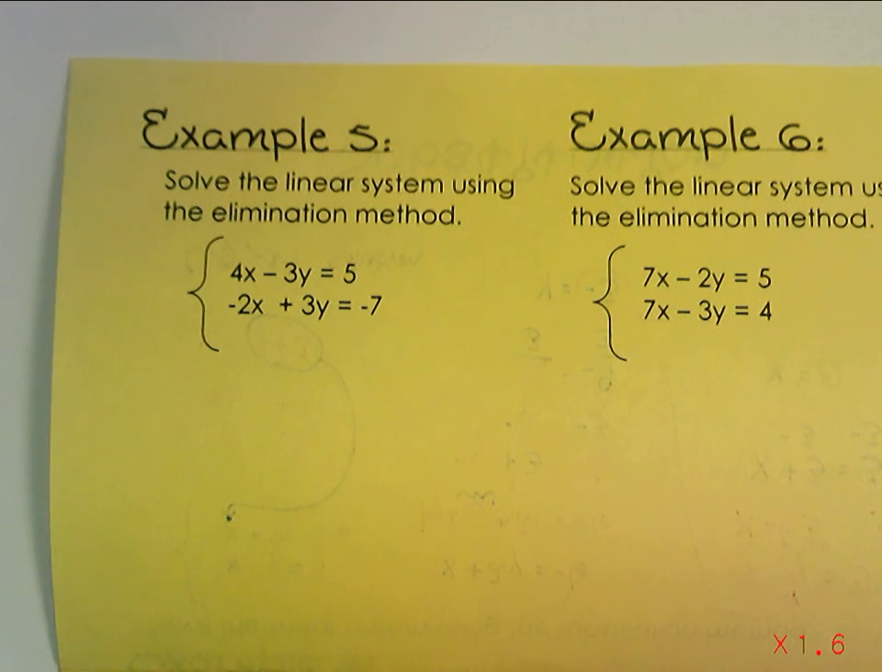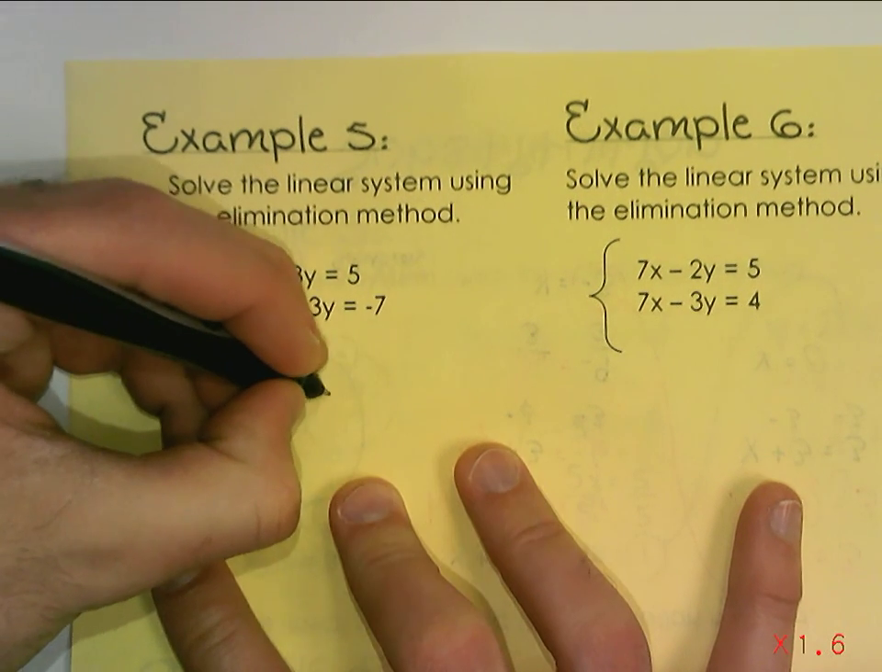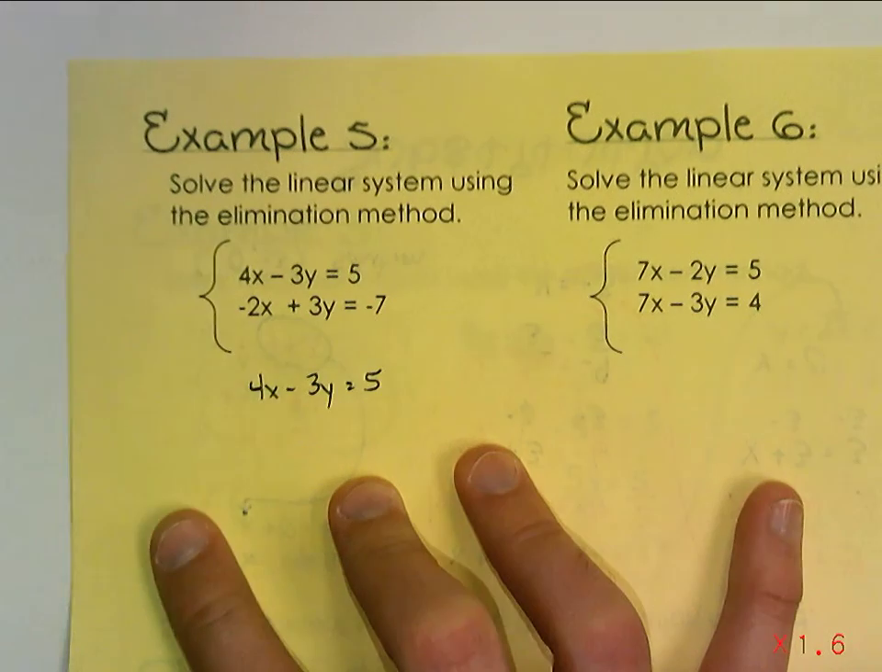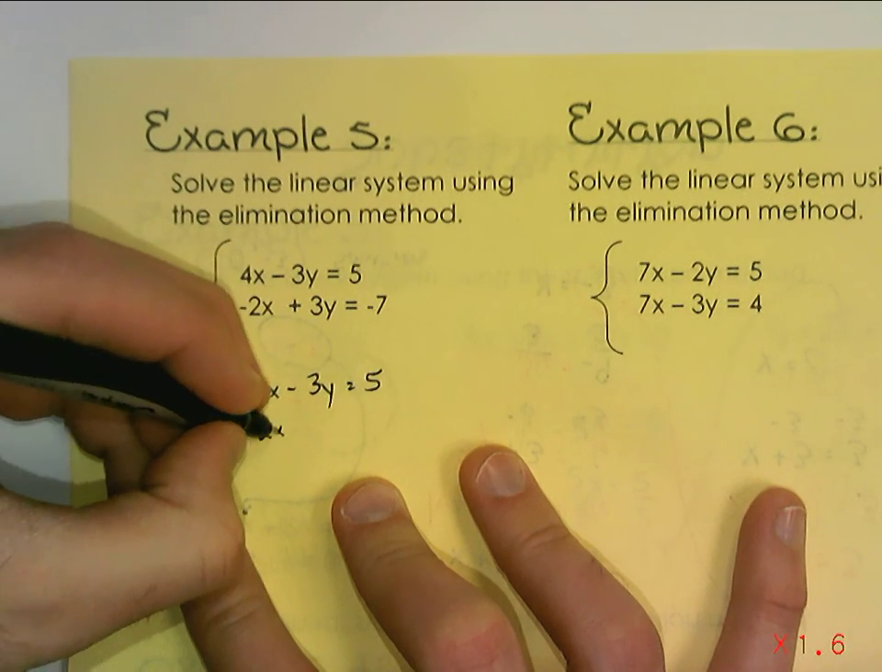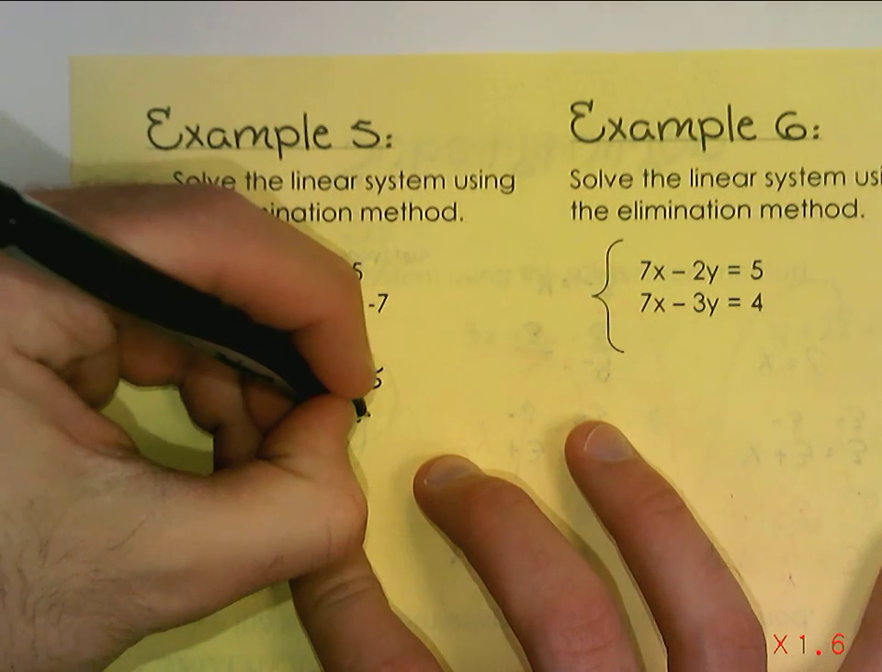Again, that's a mouthful. So let's rewrite this, and I'll show you what I mean. So we have 4x minus 3y equals 5, and negative 2x plus 3y equals negative 7.